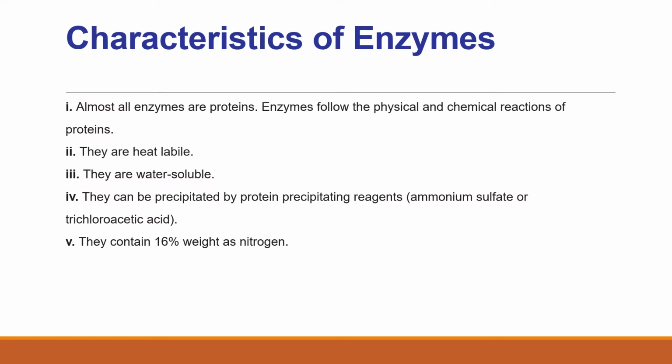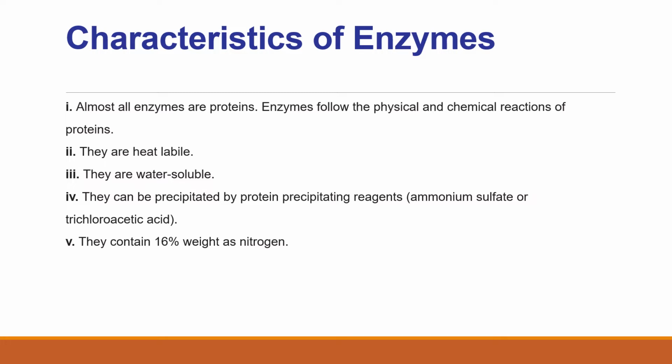Number one, enzymes are proteins. Enzymes follow physical and chemical reactions of proteins. And they are heat labile, so that means they are destroyed by heat, because proteins, as we remember, are denatured by heat. Therefore, enzymes being proteins are also destroyed by heat.